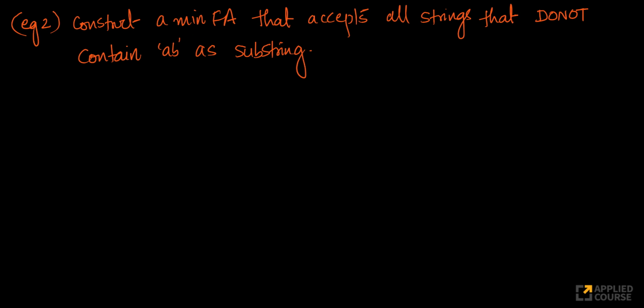Okay, imagine I have this question. Construct a minimum finite automata that accepts all strings that do not contain AB as a substring. We have seen in the previous videos how to construct minimum finite automata that contain AB as a substring. We want all the strings that do not contain AB as a substring. So if this language is L dash and the corresponding model is M dash, we know how to compute a model M that accepts L, which is the complement of L dash.